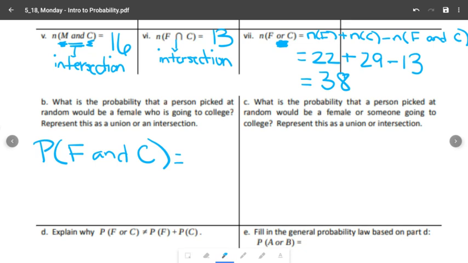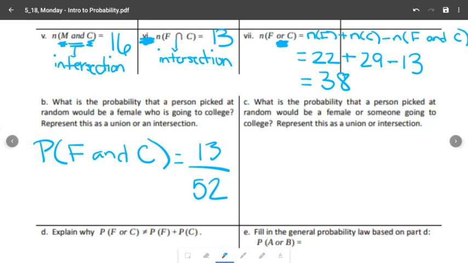So how many students fit that criteria? Well, that was the sixth one we did. 13 students fit that criteria. Out of our total, how many total students are there? There was a total of 52. So the answer is 13 over 52.